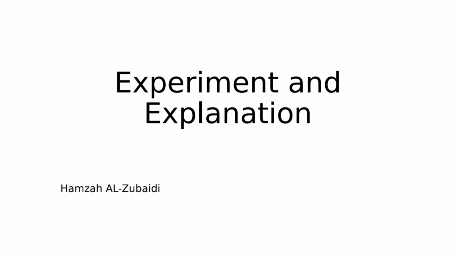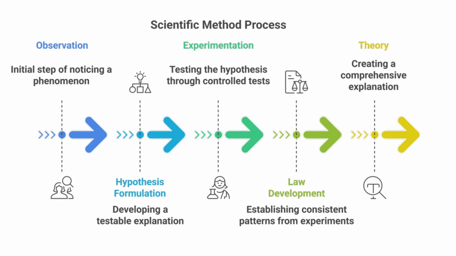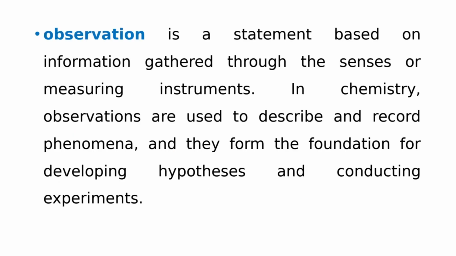Today we are going to study the experiment and explanation, specifically the experimental method. As a start, let's take an overview of the scientific method, starting with observation, then hypothesis formulation, then experimentation, law development, and finally forming a theory. Now this is the scientific method process. These are the points we are going to go through in order to finally have a theory. So let's start exploring each one of these steps.